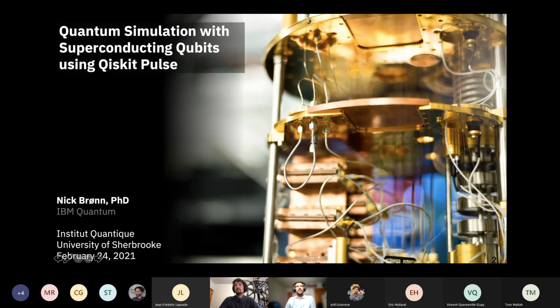Nick earned his Ph.D. in experimental condensed matter physics from the University of Illinois, and then he joined IBM Quantum as a postdoc in 2013. And since 2015, he's been a research staff member there. He's been responsible for developing and integrating quantum hardware and deploying quantum systems over the cloud. Nowadays, he focuses on enabling Qiskit on different hardware platforms, hardware-focused quantum applications, and education for the quantum community at large. So thank you again for being here with us today and talking about simulation of superconducting qubits using Qiskit, if I'm not mistaken. And the floor is yours.